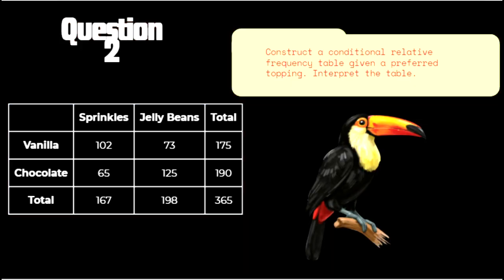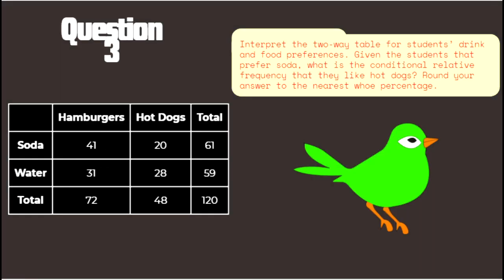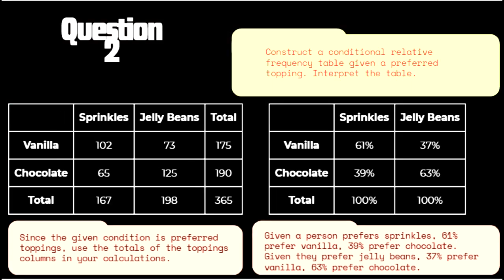Question number 2. Construct a conditional relative frequency table given a preferred topping. Interpret the table. Okay, so we're dealing with the preferred toppings. These are our magic things. Pause it, figure it out, come back. Since we're doing it with these, we know that all this is gone. Okay, so 102 divided by 167, 65 by 167, 73 by 198, 125 by 198, and you're going to get that.